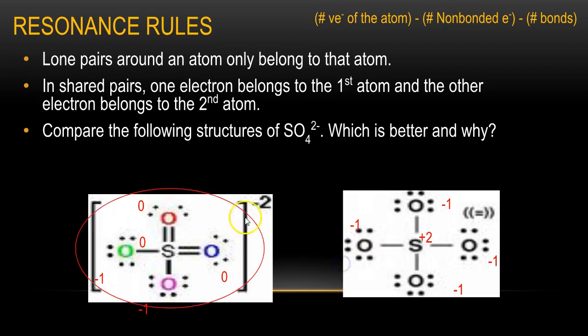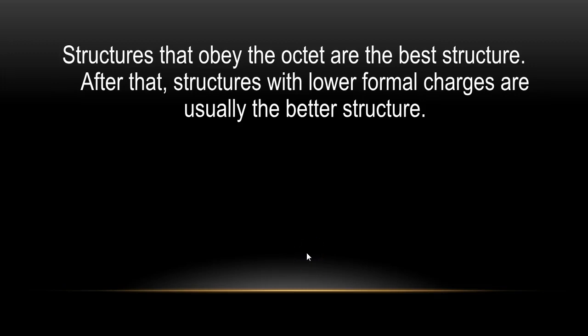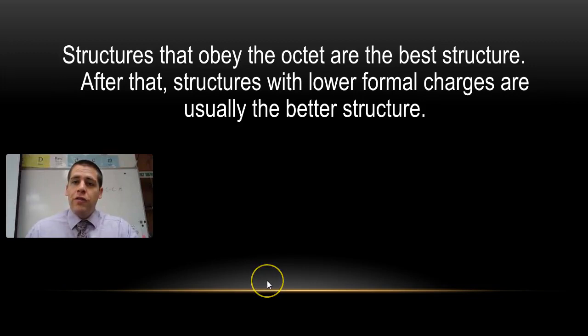So what's the better structure? This one is. Because in this one, all the formal charges are as close to 0 as possible, and any negatives are on the more electronegative atoms, which is the oxygen in this case. So in general, structures that obey the octet are the best structures. After that, though, if you have multiple good structures that follow the octet, then we would use formal charge to figure out what the best structure is. Okay, it might be the case that there's multiple good structures, in which case we have resonance.